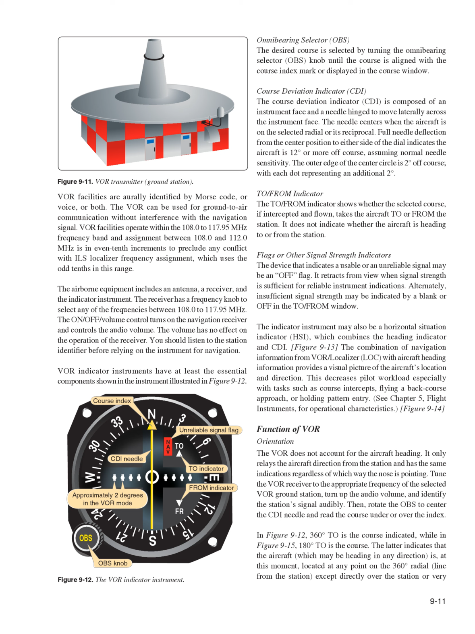Then, rotate the OBS to center the CDI needle and read the course under or over the index. In Figure 9-12, 360 degrees TO is the course indicated, while in Figure 9-15, 180 degrees TO is the course. The latter indicates that the aircraft, which may be heading in any direction, is, at this moment, located at any point on the 360 degrees radial line from the station, except directly over the station or very close to it.